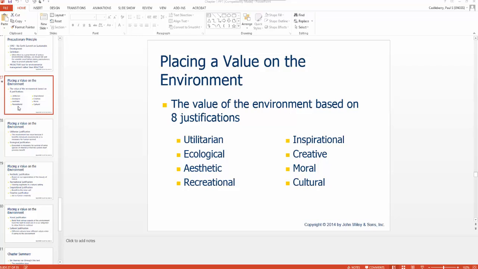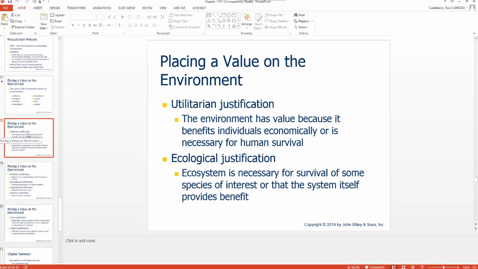Now we can think of the value of the environment in terms of 8 justifications. Now there's more than that, but you see the ones right here: utilitarian, ecological, aesthetic, from a recreational standpoint, inspirational, creative, moral, and cultural. In terms of utilitarian value, we can look at it in terms of the value of timber and mineral wealth that can be extracted, which are relatively easy to evaluate.